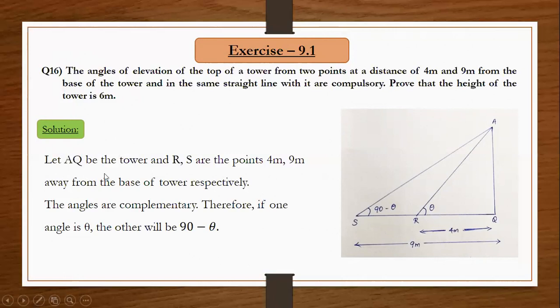So in this figure, let AQ be the tower, and R and S are the points 4 meters and 9 meters away from the base of the tower respectively. It's given that the angles are complementary. Complementary means the sum of the angles is 90 degrees. So if we take one of the angles to be theta, then the other angle would be 90 minus theta, because the angles are complementary. Okay, so we consider this tower. R and S are the points 4 meters and 9 meters from the base of the tower. The base of the tower is Q. And if we consider one angle to be theta, the other angle would be 90 minus theta, which is complementary.